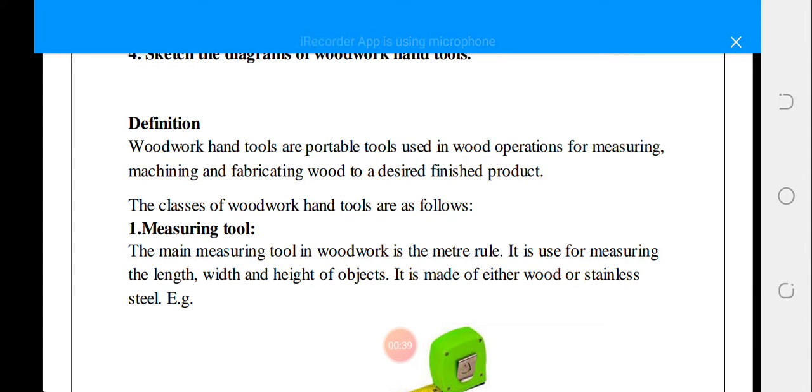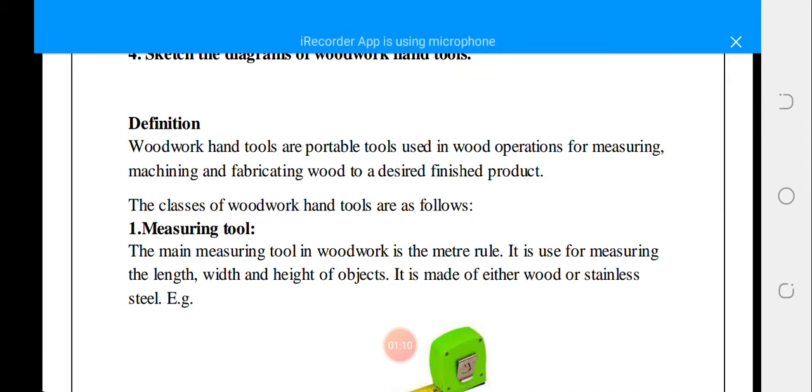They are what? Portable tools. When we talk about portable, they are small, not very heavy, and not very large. They are portable tools used in wood operations. Since we are talking about woodwork and tools, they can never be used in metal operations, but only wood operations: number one, measuring, number two, machining, and the last one, fabricating wood to a desired finished product.